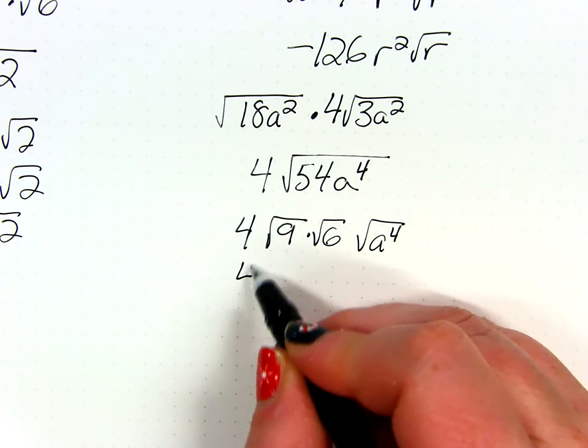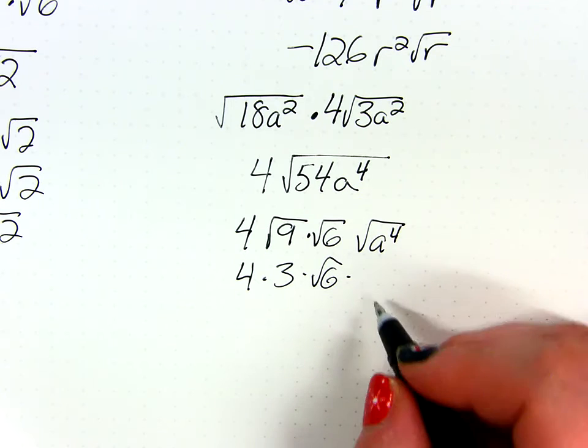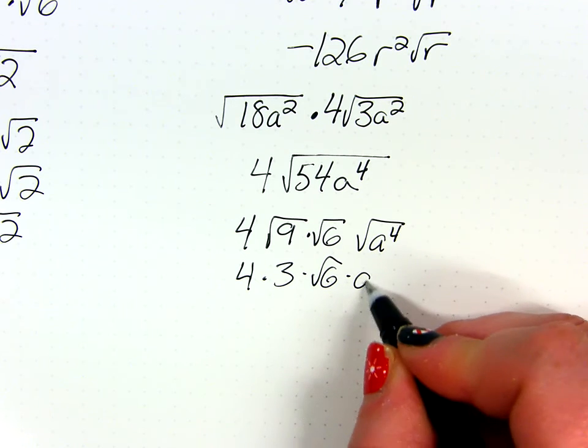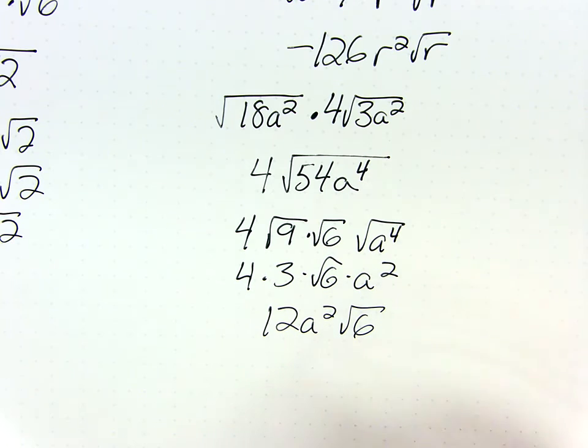So that's just 4 times 3 times square root of 6, and what's the square root of a to the 4th? Yep, so my final answer is just 12a squared root 6. Did you get it? Even if you did it differently than I did, as long as you end up here, it's fine.